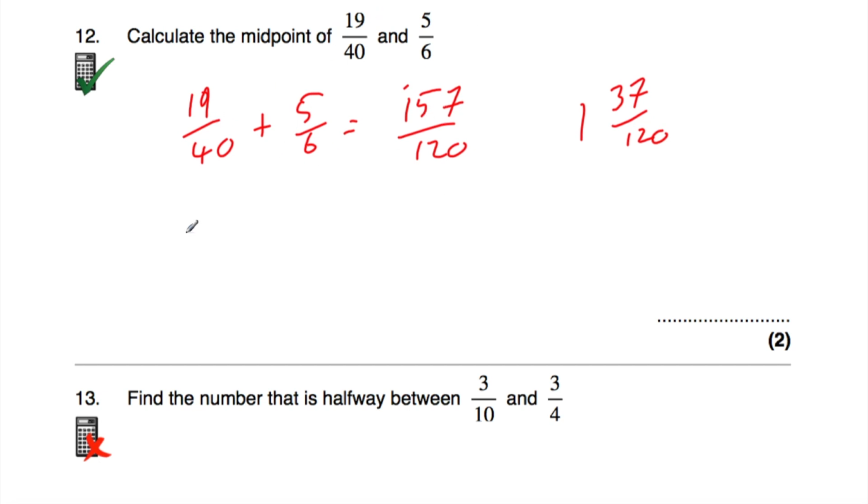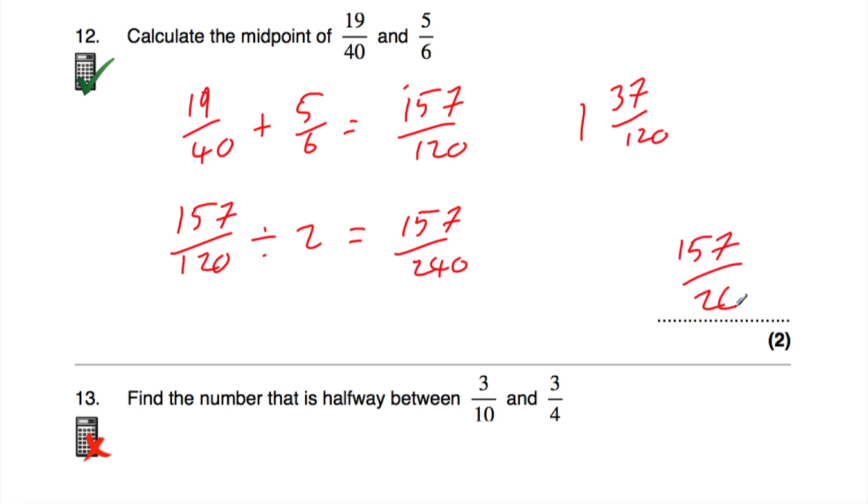So if I added the two fractions together, now we just need to divide by 2. So 157 over 120 divided by 2. And if I just press divide by 2 on my calculator, that's equal to 157 over 240. And as you can see, the numerator was odd, so we've just doubled the denominator. So that's our answer, 157 over 240, or 157 240ths. So the midpoint of 19/40 and 5/6 would be 157/240.